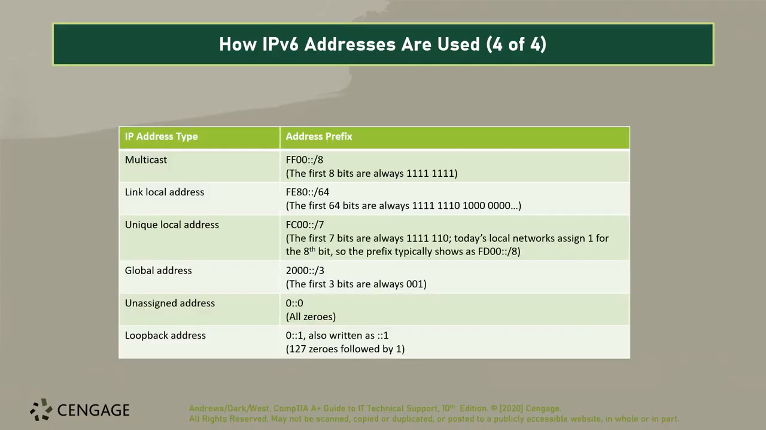So here we can see some different IPv6 addresses beyond what I just described. Multicast starts with FF00, link local starts with FE80, unique local starts with FC00, global address is 2000 with a /3 subnet, so it's only going to be the first 3 bits that is defined by the subnet. Unassigned, which is very much like IPv4, all zeros, and then the loopback, which is 0:1, or just ::1, which is 127 zeros in sequence followed by a 1.